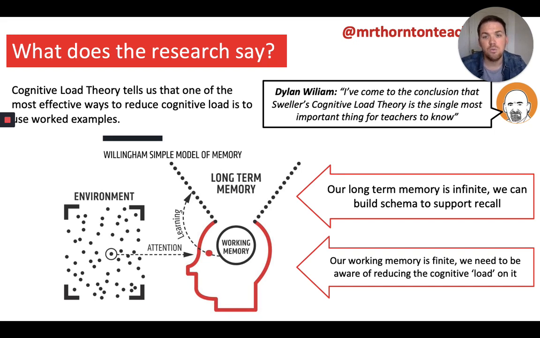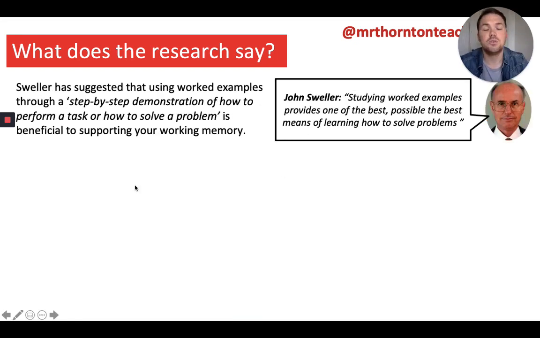And one of the things that worked examples can do, by using these model examples, is really help reduce cognitive load. Breaking things down using worked examples is a great way to reduce the load on your working memory and transfer things via learning to your long-term memory. So John Sweller, who is the big guy in worked examples and cognitive load theory, really pushes worked examples, and he says they're probably one of the best, possibly the best means of learning how to solve problems.